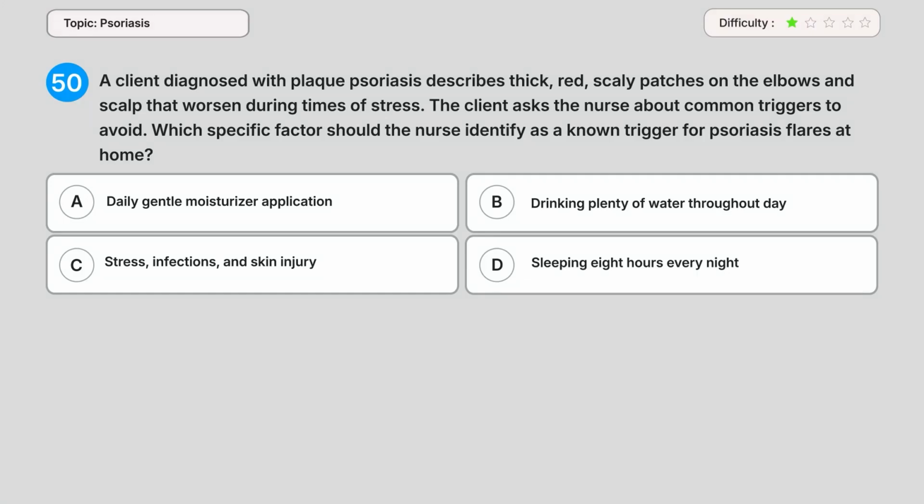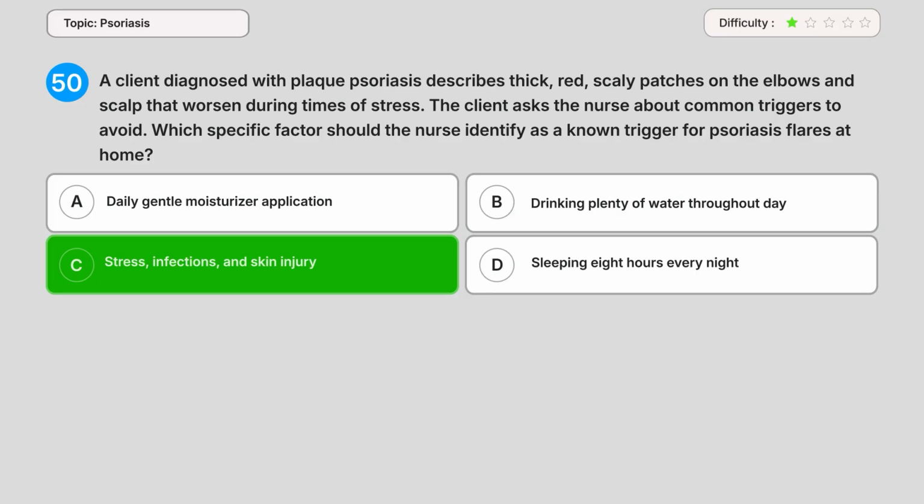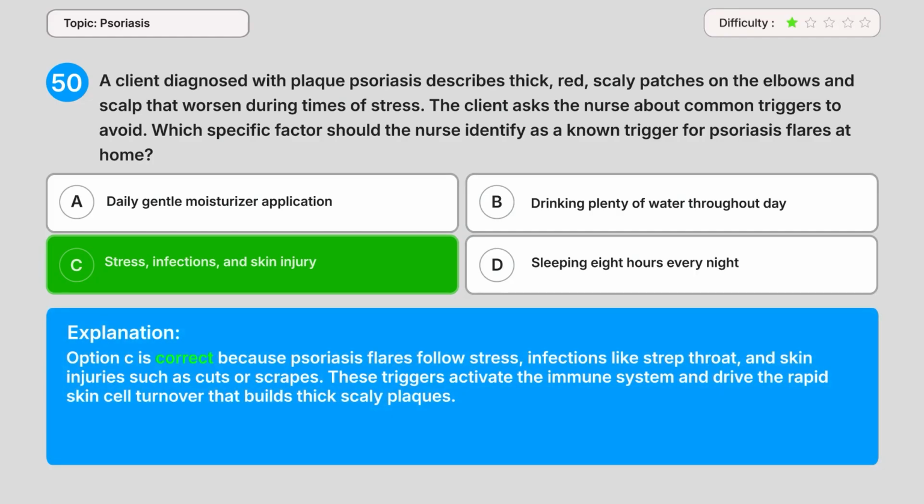Correct answer, C. Stress, infections, and skin injury. Explanation. Option C is correct because psoriasis flares follow stress, infections like strep throat, and skin injuries such as cuts or scrapes. These triggers activate the immune system and drive the rapid skin cell turnover that builds thick, scaly plaques.